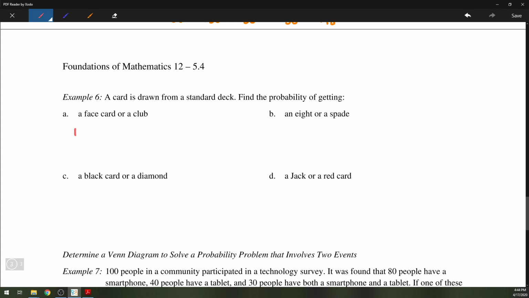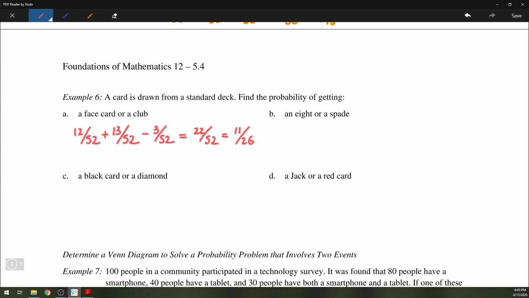So there are 12 face cards out of 52. There are 13 clubs out of 52. And there are 3 cards that are club faces: the Jack of Clubs, the Queen of Clubs, and the King of Clubs. So if you do some adding and subtracting here, you'll get 22 out of 52, which of course is the same as 11 over 26.